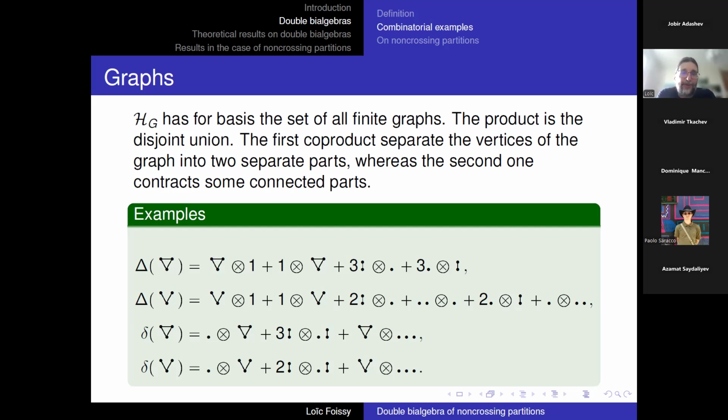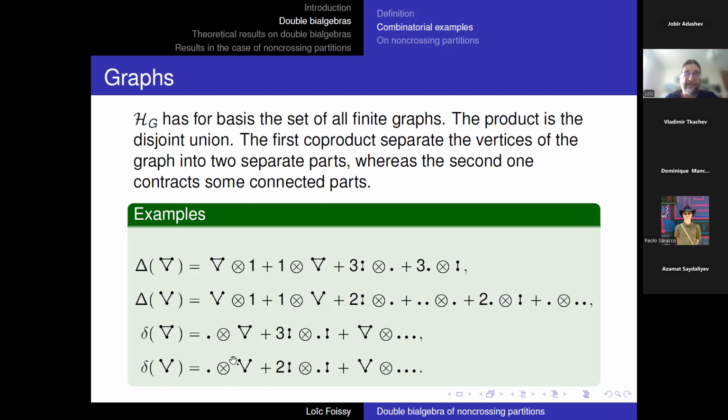For the second coproduct, it's much more complicated. In fact, what you do on the left is to contract some edges. So for example, for this one, I can contract all the edges. On the left, I obtain something like this. I can contract one edge. On the left, I obtain something like this. The other edge, something like this. Or nothing, which gives something like this.